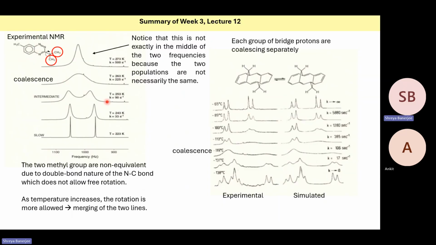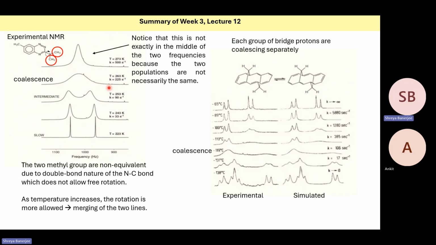Now, as the temperature increases, the rotation around this bond shown by the arrow increases. So when that happens, the two proton signals will start exchanging. And so slowly they are merging. And you can see this is the point of coalescence where you can no longer distinguish the two signals.